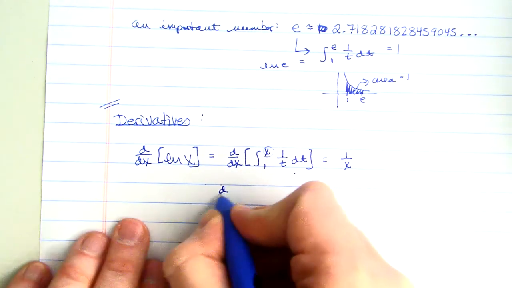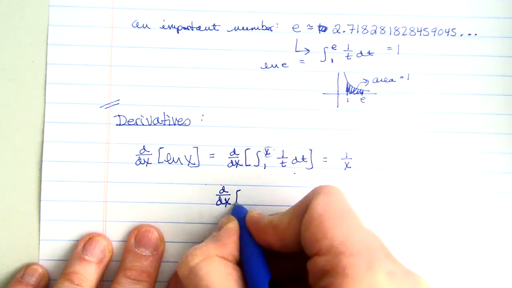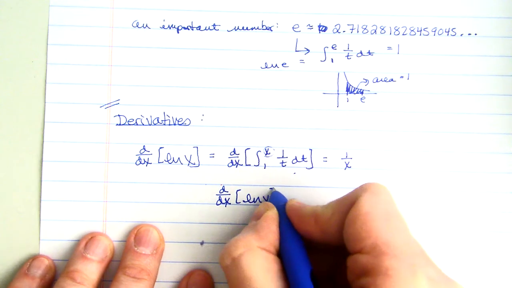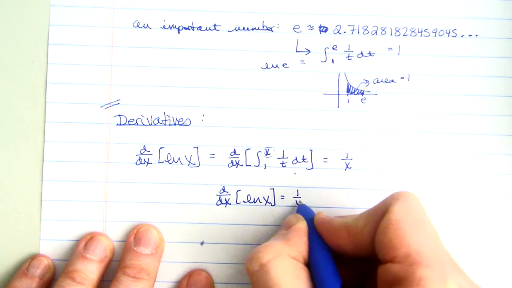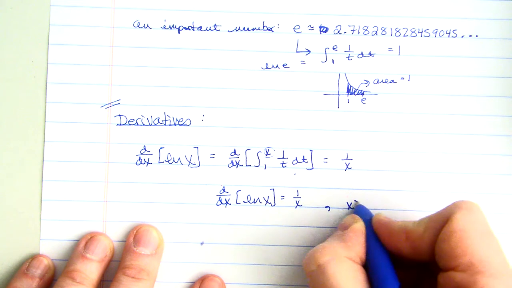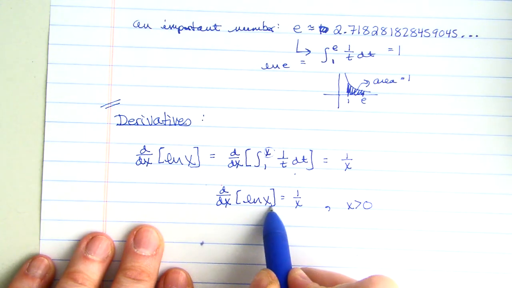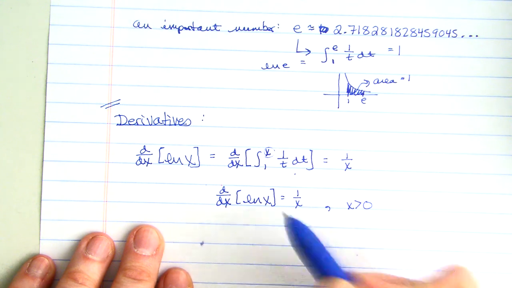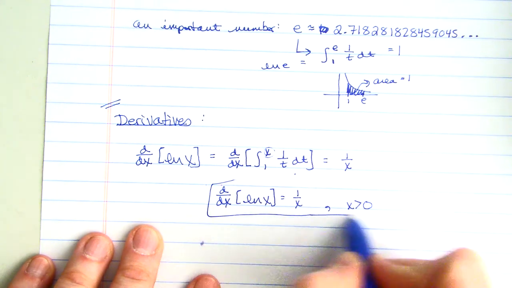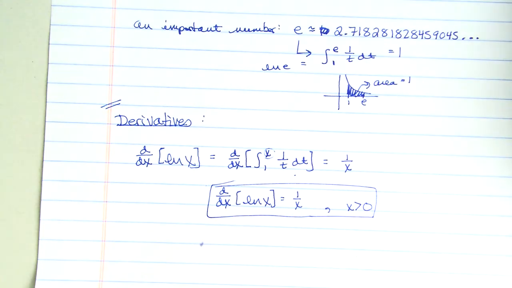The derivative of the natural log of x is just 1 over x. Well, as long as x is positive. We can't do the natural log of a negative number, so we can't find the slope at a negative number if the function doesn't exist there. The derivative of the natural log of x is 1 over x. Let me show you some examples.